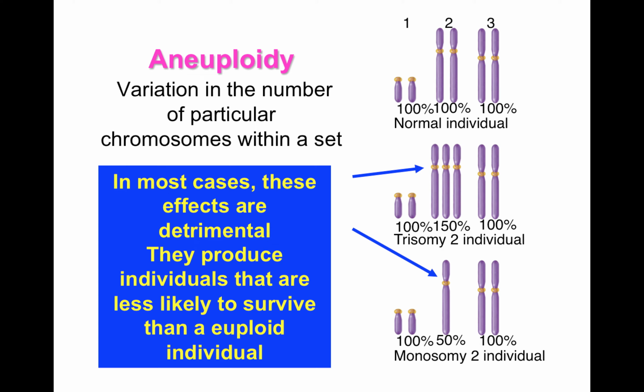That condition is called aneuploidy, which is a variation in the number of a particular chromosome within a set. So here it's chromosome number 2 that is aneuploid. This chromosome is normal, this chromosome is normal, but this chromosome is aneuploid as well here.